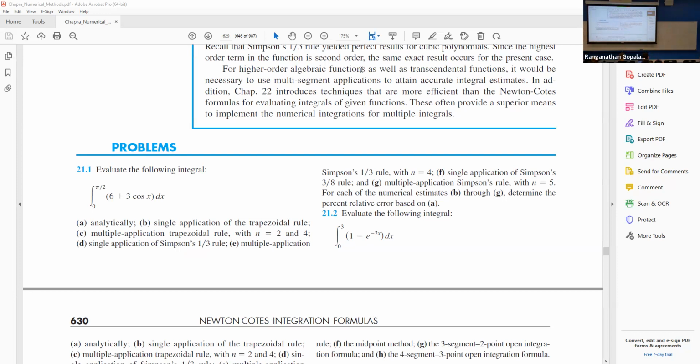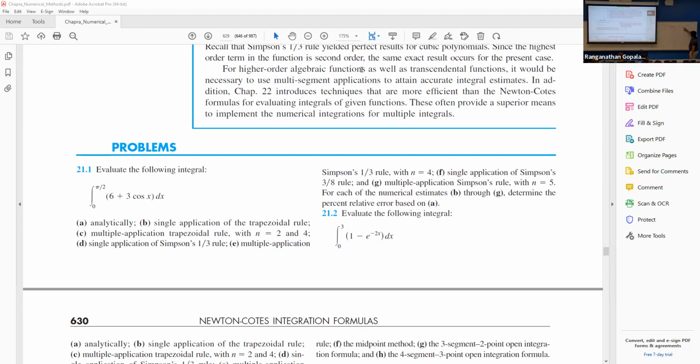So step 1, look at the integral and get the analytic value so that you can have a benchmark to go against. What is the analytic value? 0 to pi by 2, 6 plus 3 cos x dx, that is 3 pi plus 3 times sin x from pi by 2 to 0, that is 3. So this is 3 times pi plus 1.